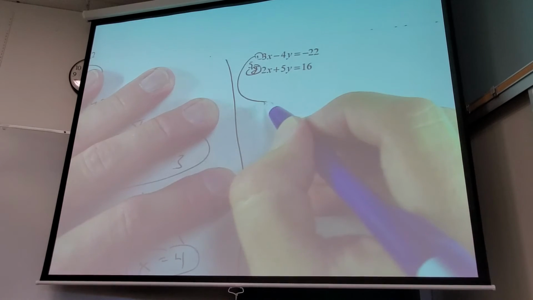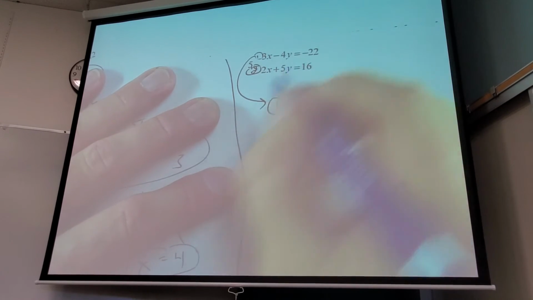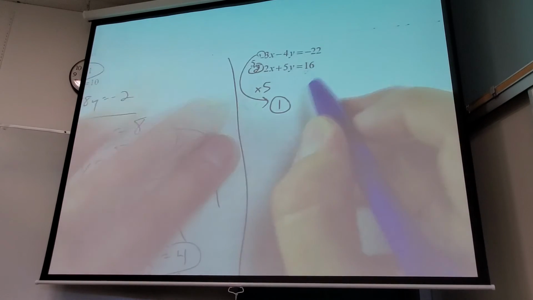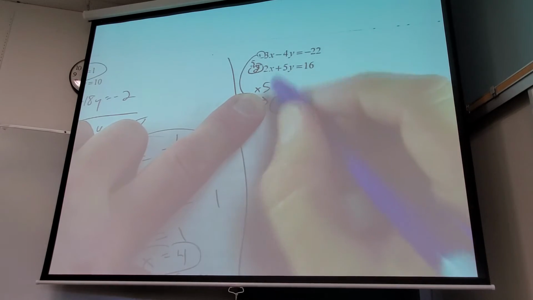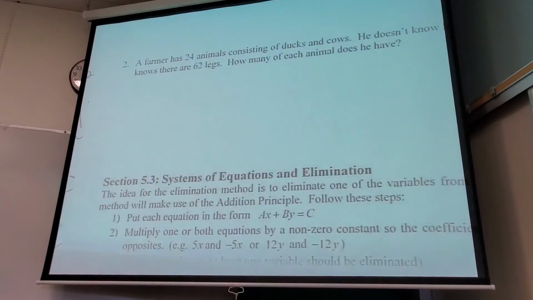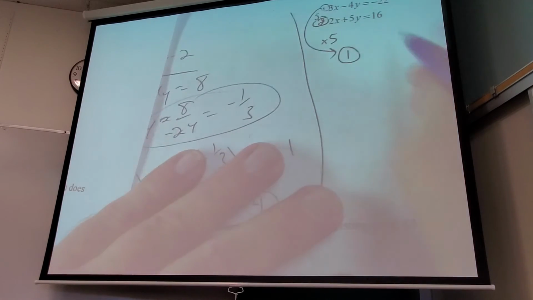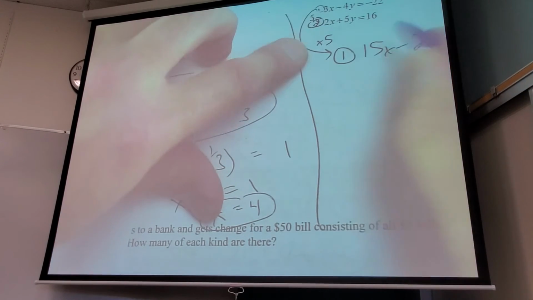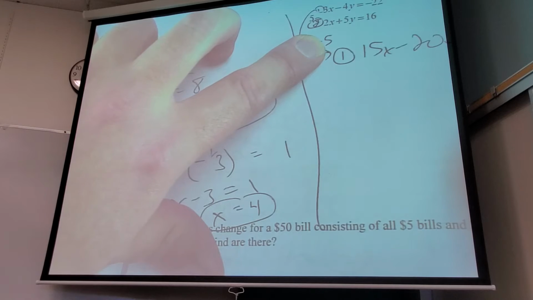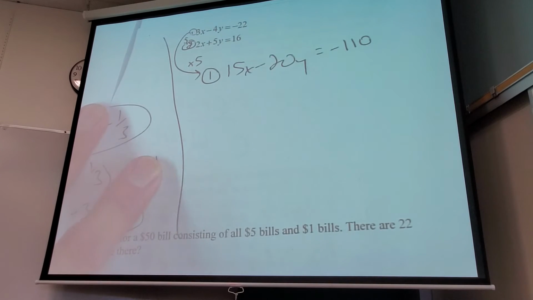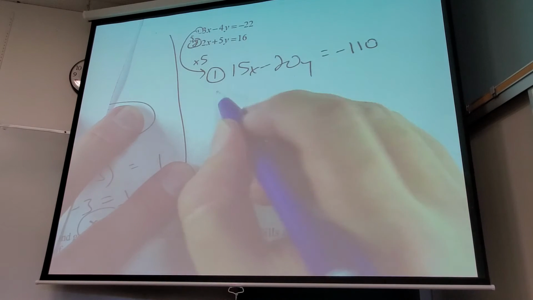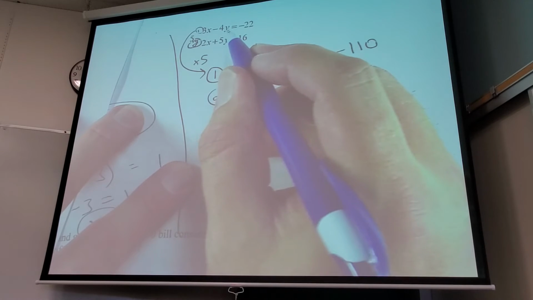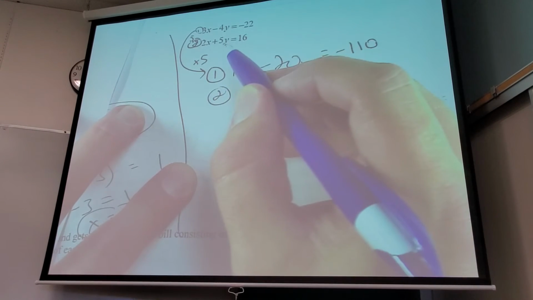If I do attack the y's, by 5? I'm going to multiply him by 5. If I was attacking the x's, you could multiply by -2. So when I multiply him by 5, I get 15x minus 20y equals, what's 5 times 22? Because what's the LCD of 4 and 5? 20. So multiply the first one by 5, multiply the second one by 4.